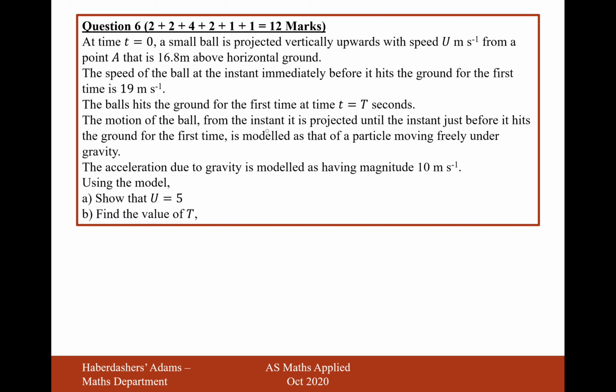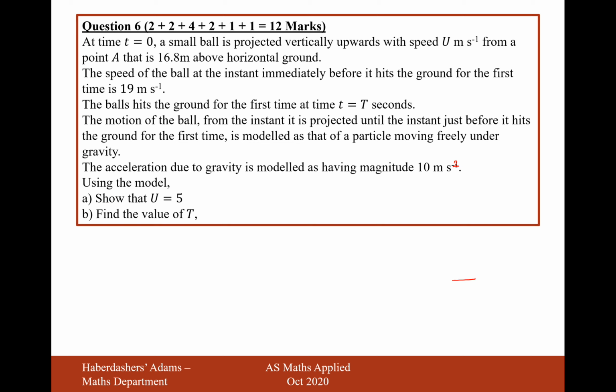The motion of the ball from the instant it is projected until the instant just before it hits the ground for the first time is modelled as that of a particle moving freely under gravity. The acceleration due to gravity is modelled as having magnitude 10 meters per second squared. Using the model, show that u equals 5.